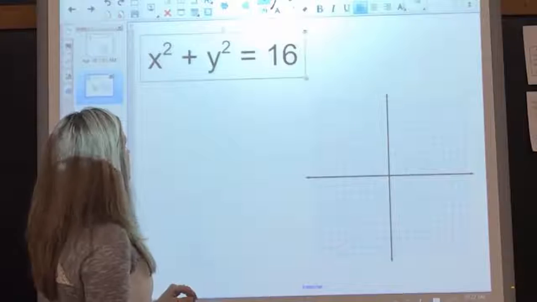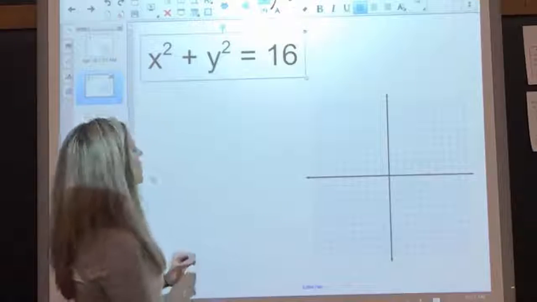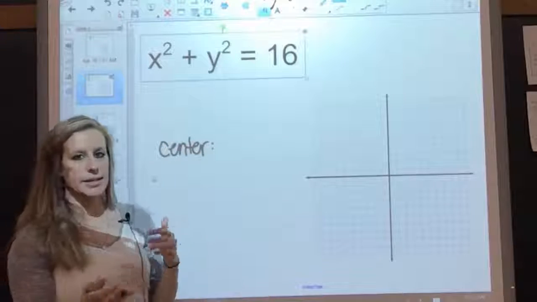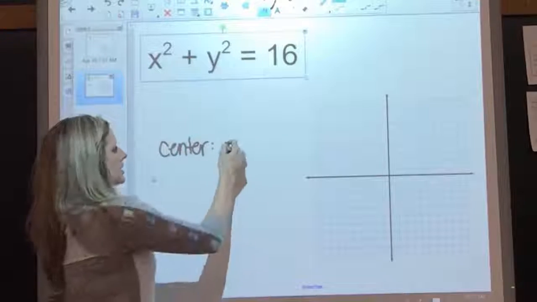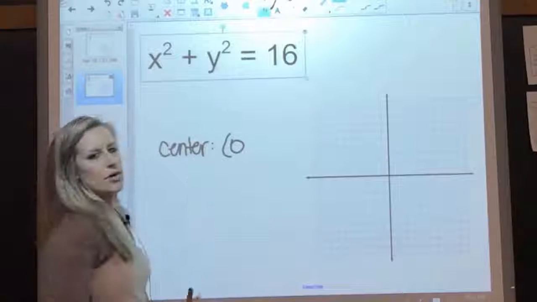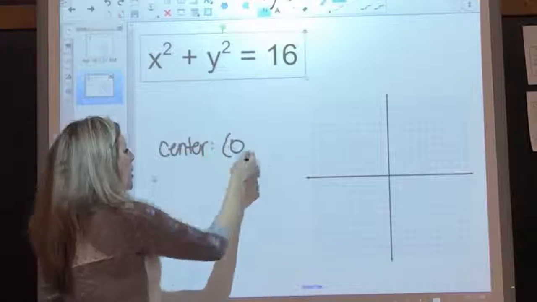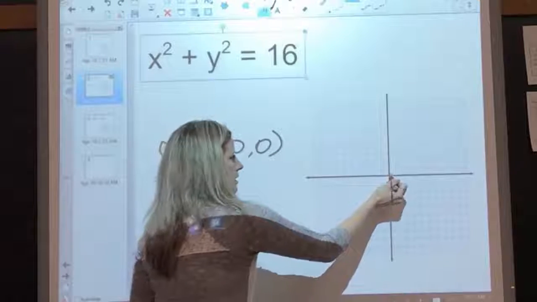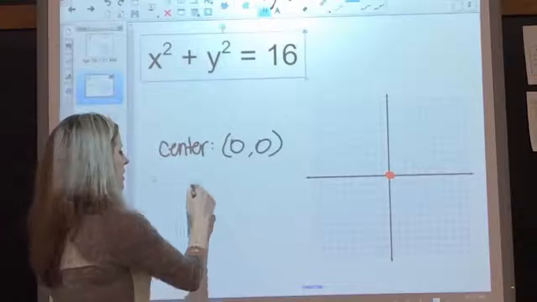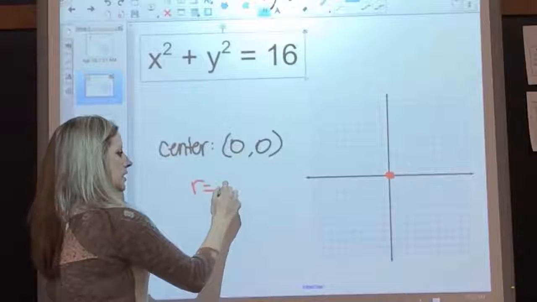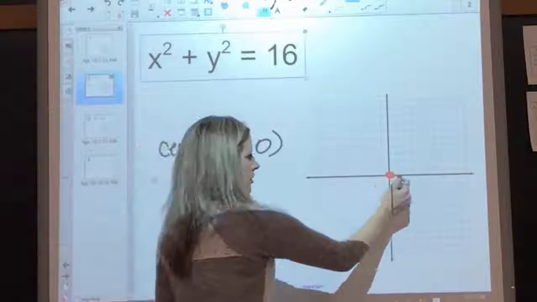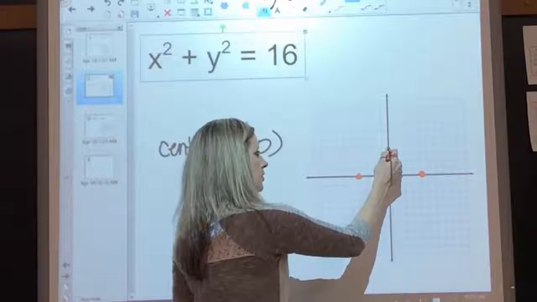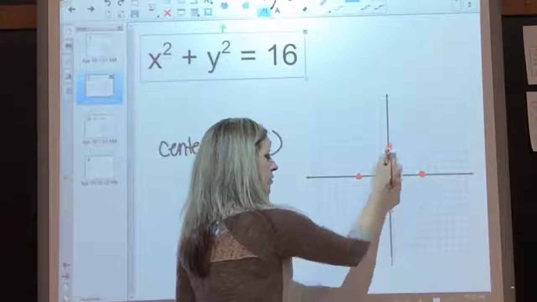All right, second example. My center for the second example, do you see how I don't have x minus or plus anything? That means it's 0, because x plus 0 is just x. My y, same thing, would be 0. So go ahead and plot your center at (0, 0). My radius would be the square root of 16, which is 4. So I'm going to go 4 to the right, 4 to the left, 4 up, and 4 down, and that's going to give me my circle.